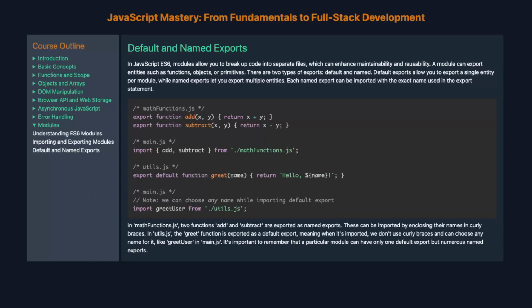In mathfunctions.js, two functions, add and subtract, are exported as named exports. These can be imported by enclosing their names in curly braces. In utils.js, the greet function is exported as a default export, meaning when it's imported, we don't use curly braces and can choose any name for it, like greetUser, in main.js. It's important to remember that a particular module can have only one default export, but numerous named exports.